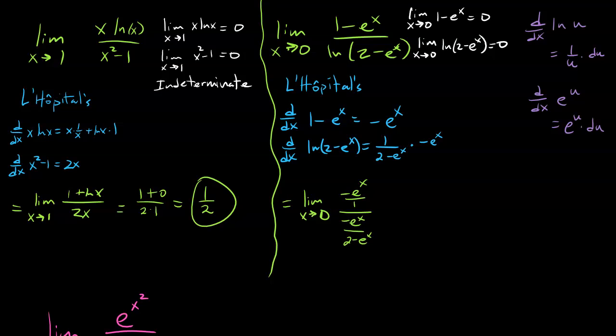And instead of dividing by the fraction on the bottom, I can write it as multiplying by the inverse. So negative e to the x over 1 times 2 minus e to the x over negative e to the x. And those reduce out. And 2 minus e to the x, if I plug 0 in, would give me 2 minus e to the 0, or 1.